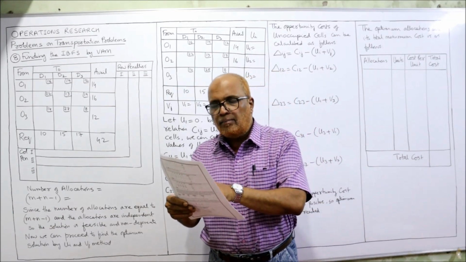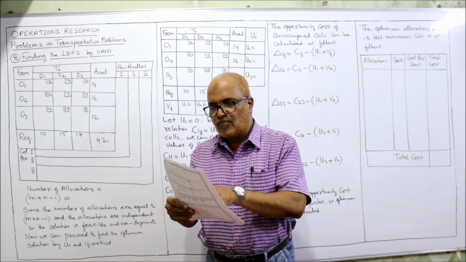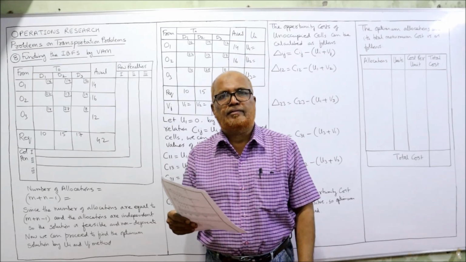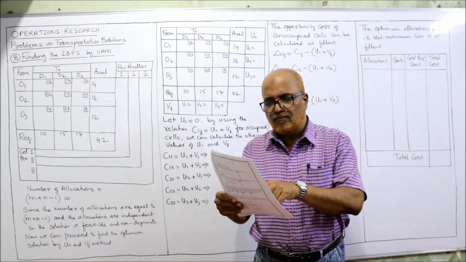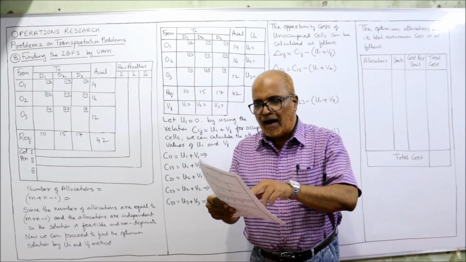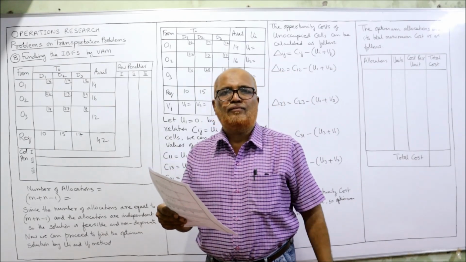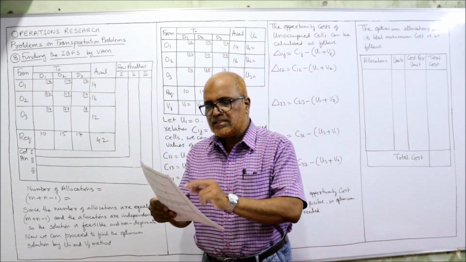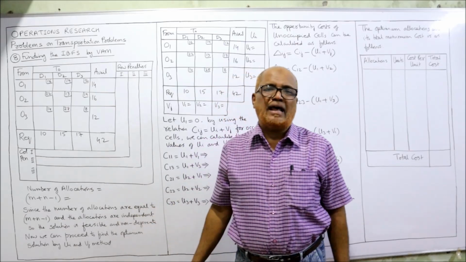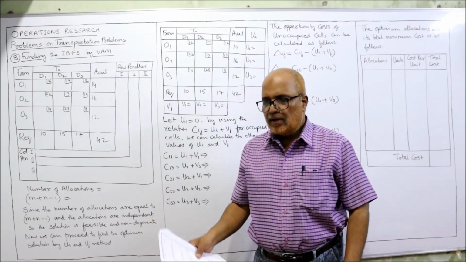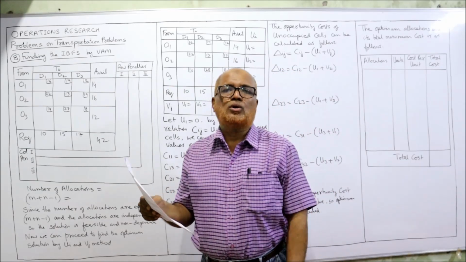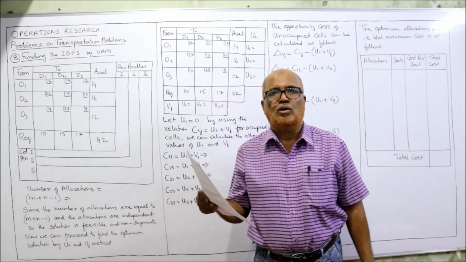The total availability from the origins is 14, 16, 12 units, and the demand at the destinations is 10, 15, 17. If you add up 14, 16, 12, it is 42. Similarly 10, 15, 17 is 42. The problem is balanced. The total demand and total supply are equal. And the costs are given, the unit transportation cost.